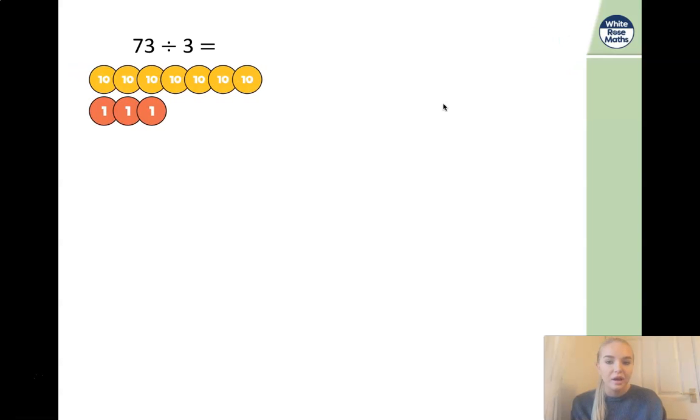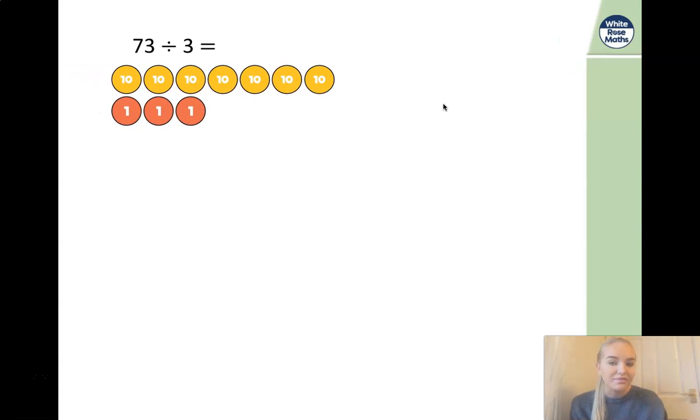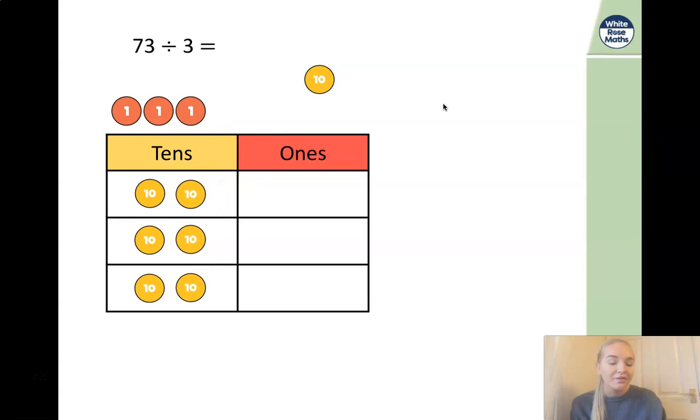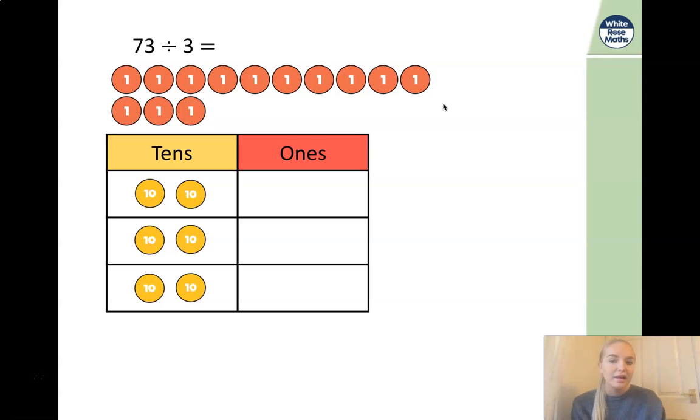Okay, so I have got 73 with my place value counters, 7 tens and 3 ones. I've then got my place value chart. This time I only have 3 rows. Why do I only have 3 rows? Because my divisor is 3, fantastic. So I can start by putting my tens in each row. So 1 ten in each row, and I can see I have enough to have 2 tens in each row. But because one of my tens is left over, what am I going to do with it? Absolutely, I'm going to exchange it for 10 ones. So I now have got 13 ones to split between 3 rows.